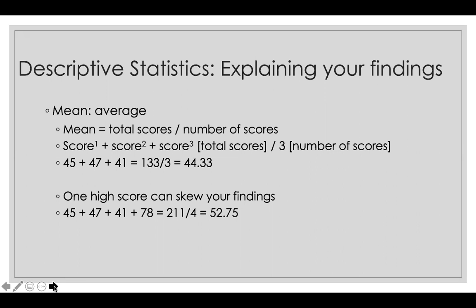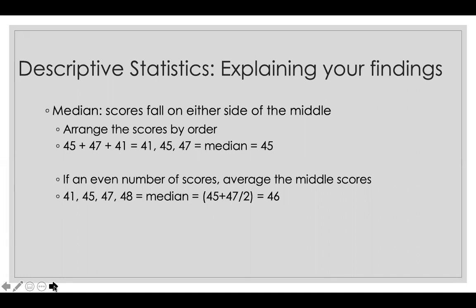It's important to know here, though, that a high score can skew your findings. So we have the same scores, and then we add a student who scored very high as 78. So that total is 211, and we divide it by 4. And now we can see that the average has shifted up pretty significantly from 44 all the way up to almost 53, right? So one score can actually skew the average pretty significantly.